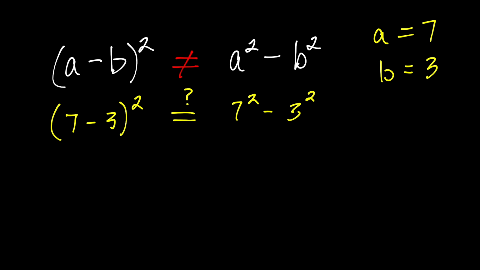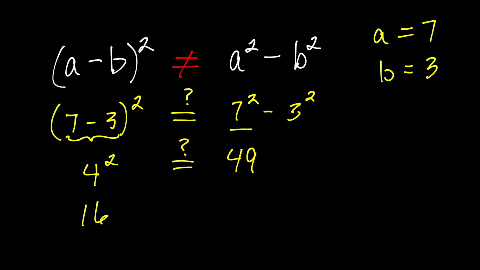So, following order of operations, we would subtract 7 minus 3 first, and that would give us a 4, and 4 squared is 16. So let's see, is it looking like it's equal to 49? 7 squared is 49 minus 3 squared, which is 9. Hey, wait a minute here. 49 minus 9 is 40. So 16 does not equal 40.